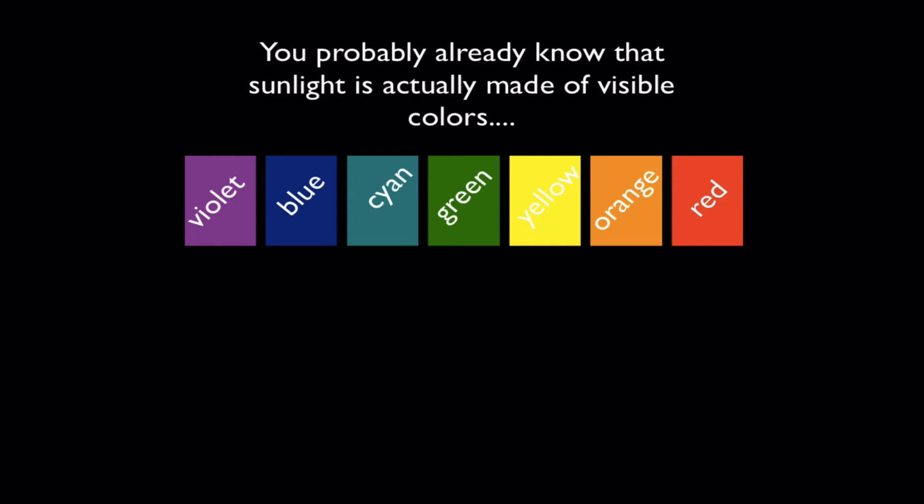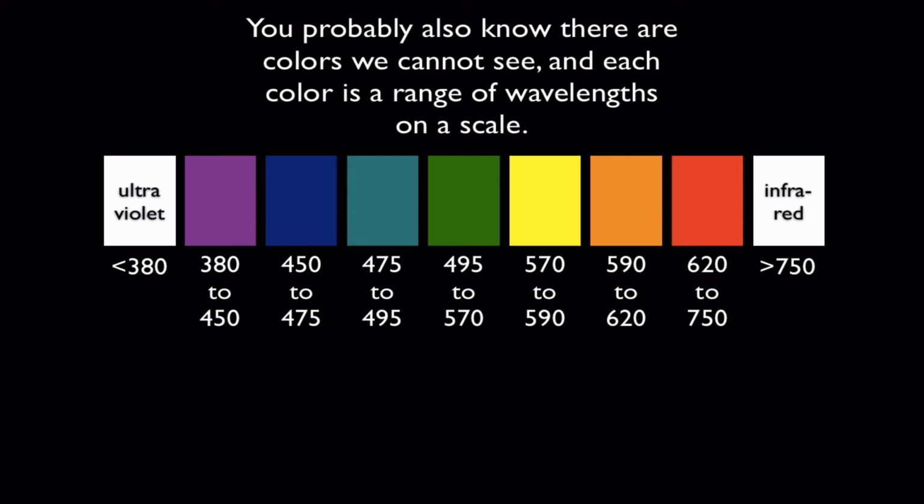You may have heard of Roy G. Biv. This is Roy G. Biv backwards, but I've added a few extra words here to flesh it out. So we've got violet going to blue, cyan, green, yellow, orange, and red. These words actually stand for wavelengths, and scientists have broken these colors down into bands of wavelength.